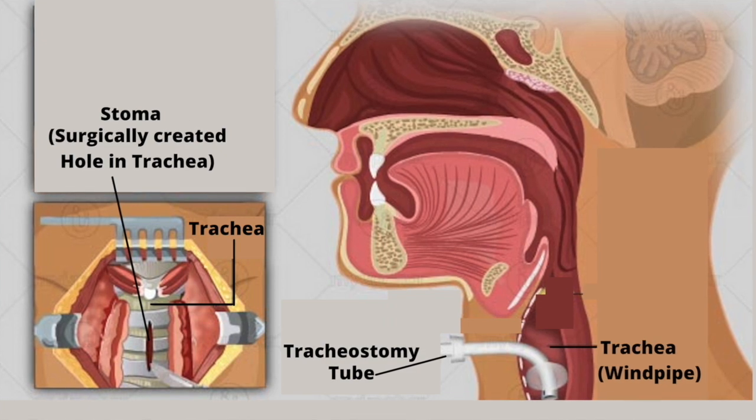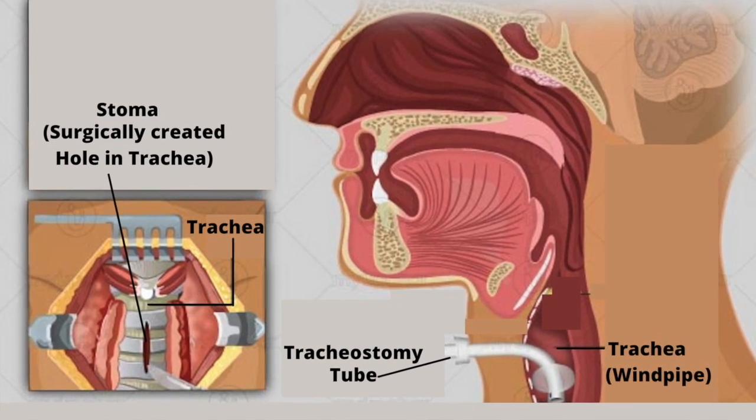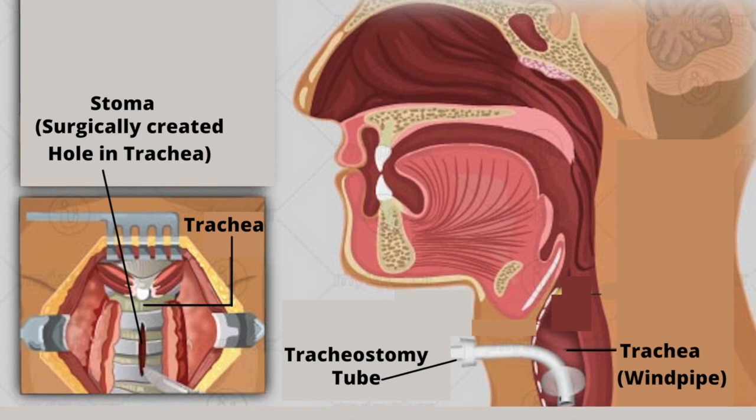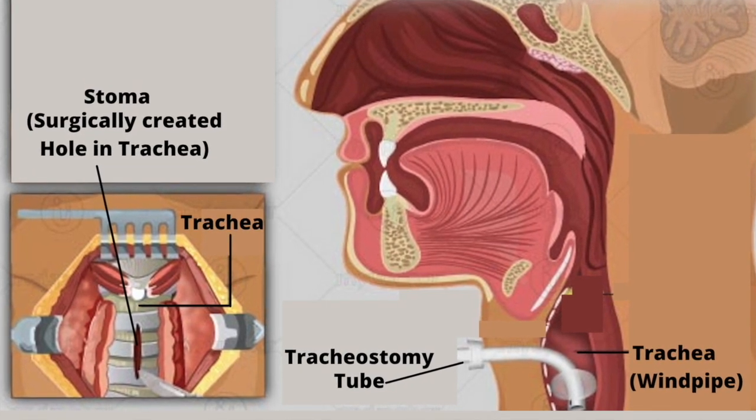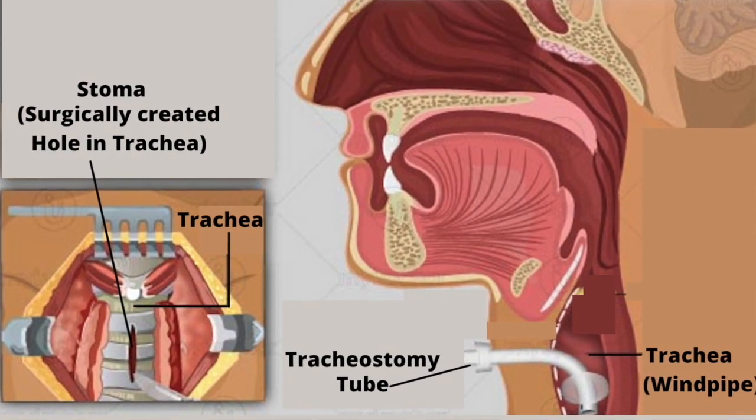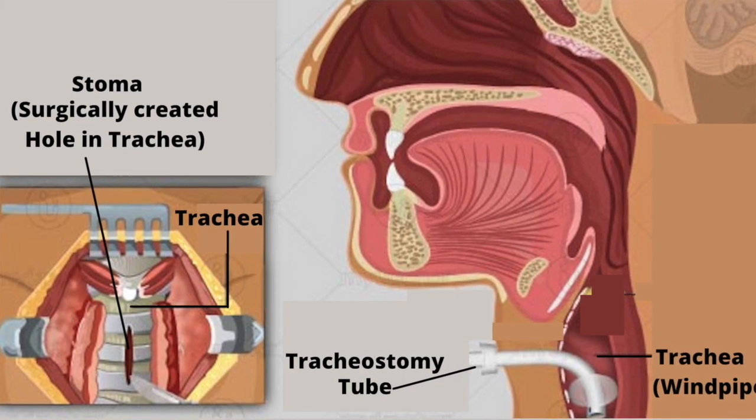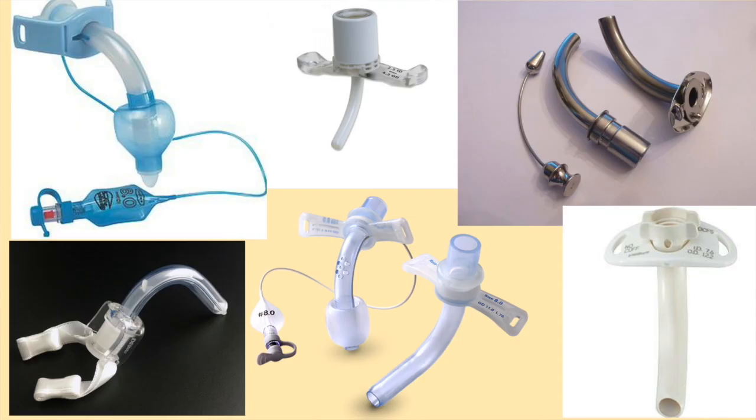A tracheostomy tube is an artificial airway which bypasses a person's upper airway. The tracheostomy tube is inserted directly into the trachea via a surgically created hole called a stoma. Tracheostomy tubes can be made from several different types of material and can come in various styles.